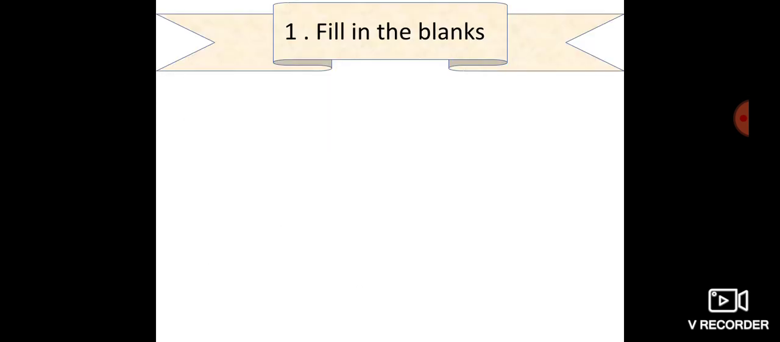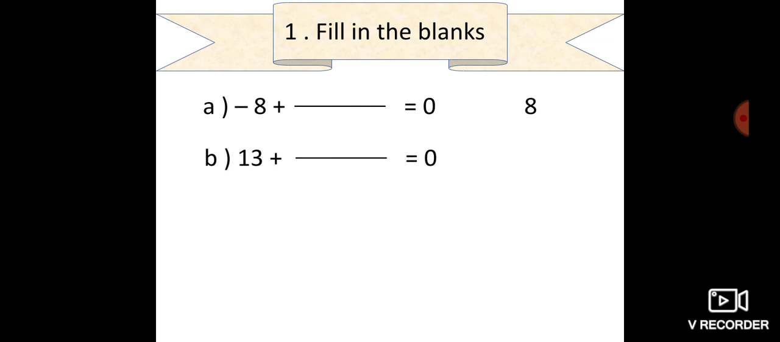Okay. Next, a question: fill in the blanks. Question A, minus 8 plus dash equals 0. Very simple question. We know it is 8. Answer is 8. Minus 8 plus 8 equals 0. B question, 13 plus what equals 0? Minus 13. Then 12 plus minus 12 equals 0.